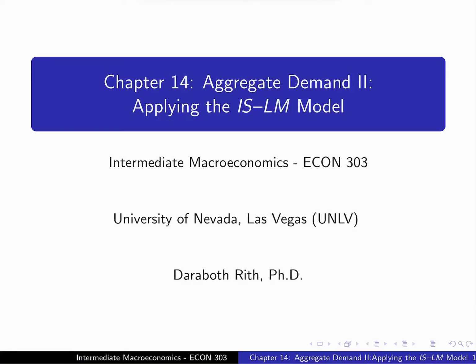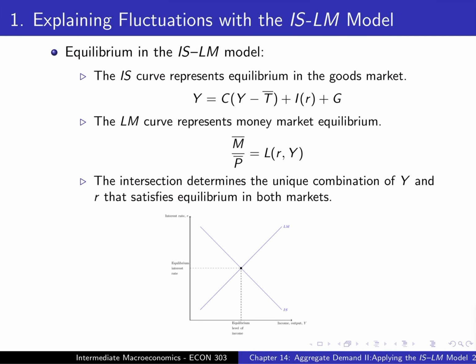Chapter 14, Aggregate Demand 2, Applying the IS-LM Model. In the IS-LM model, short-run equilibrium occurs where the goods market and the money market are both in balance. The IS curve represents equilibrium in the goods market.